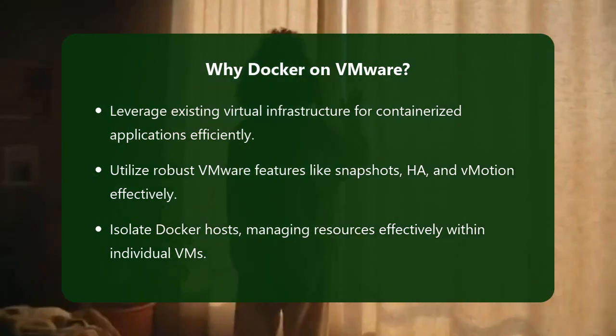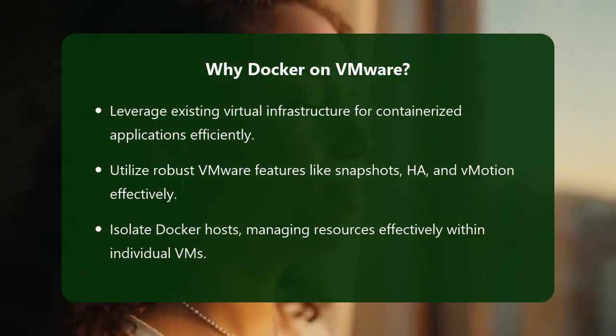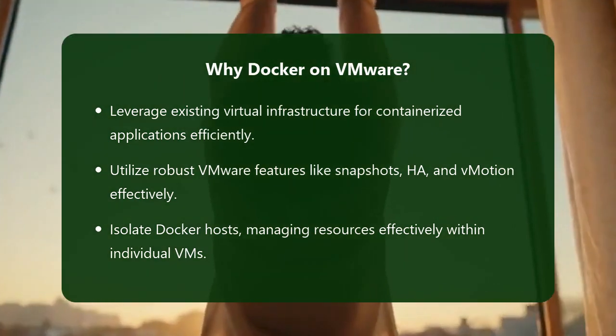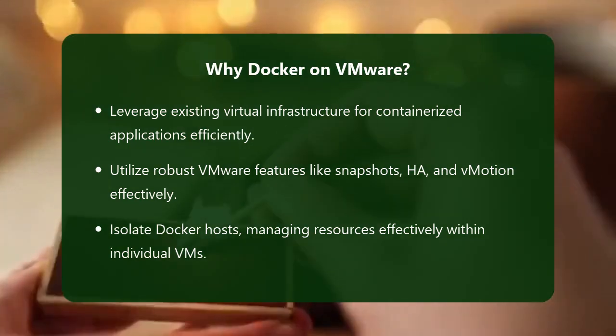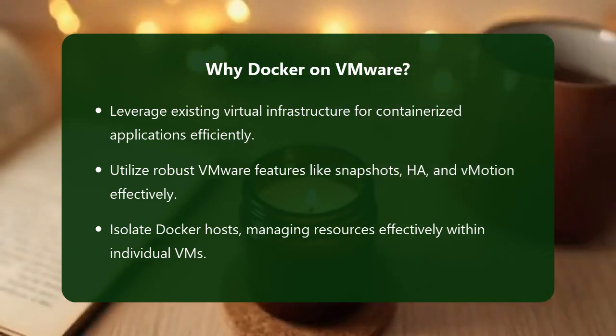Therefore, to run Docker on VMware, you first need to provision a virtual machine (VM) using your VMware product, be it VMware Workstation, Fusion, or ESXi, and then install Docker Engine within that VM's guest operating system. The initial step involves creating a new virtual machine.